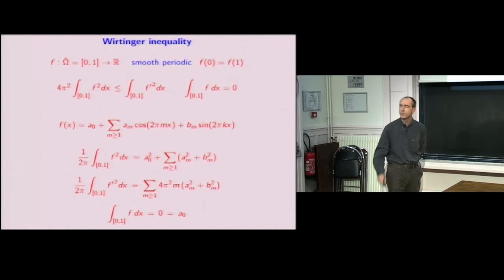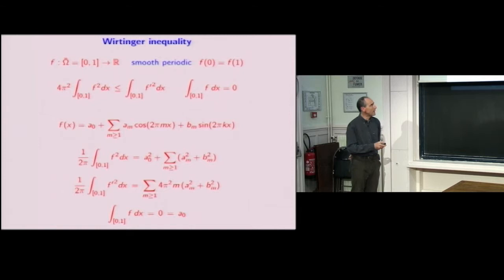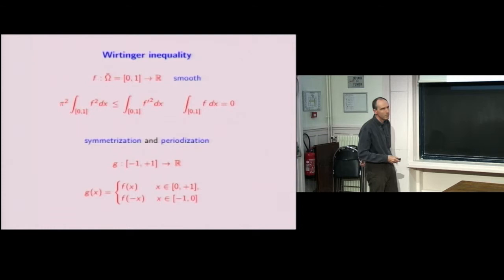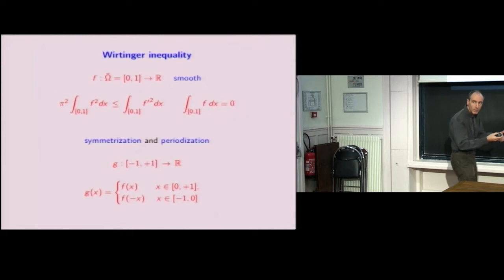So although this inequality is actually stated for periodic functions on the torus, there is a very simple argument by symmetrization and periodization that shows you that you have a similar inequality without any periodic conditions. And in particular, this inequality completely compares to the Poincaré inequality, but only in dimension one, on the interval, on the real line.